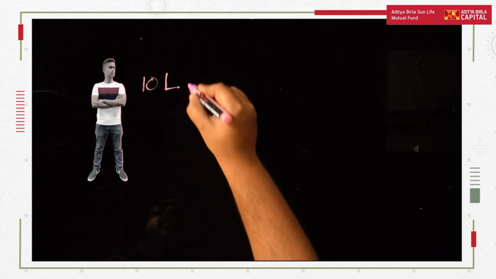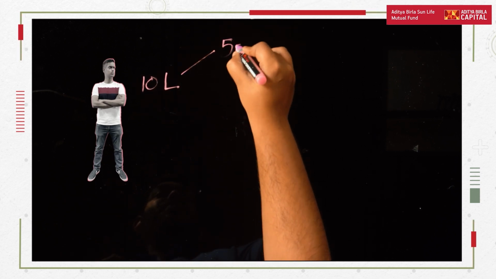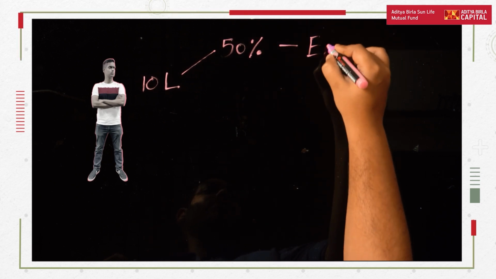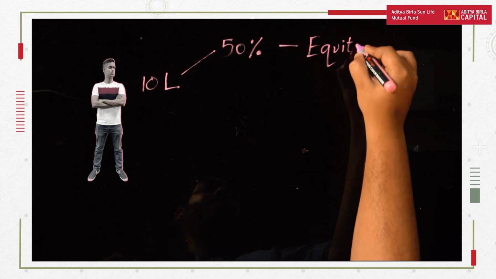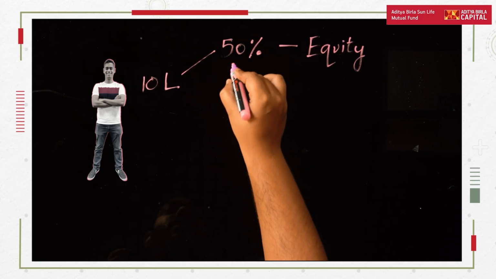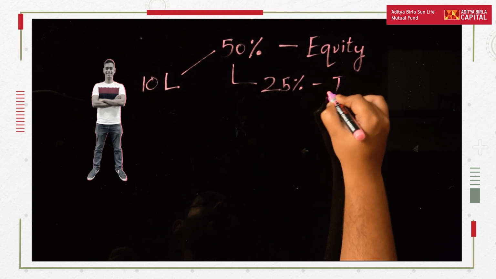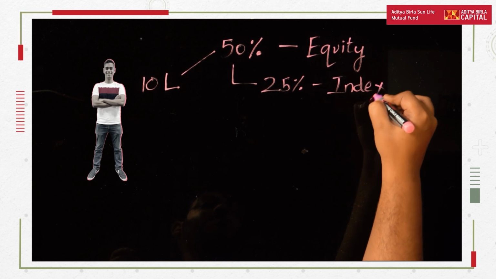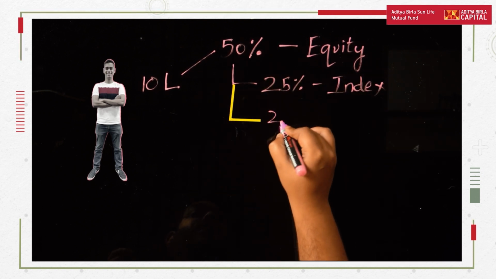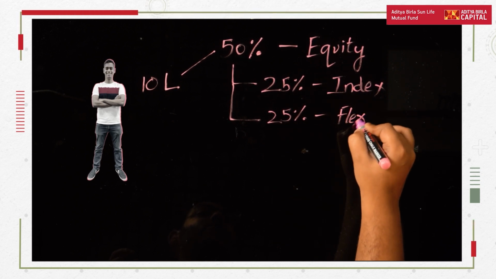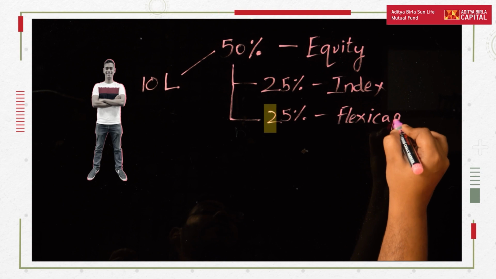Now, because he's young, he wants to put 50% of his investment into equity funds. So I'll write equity here. And this he wants to divide further down. He wants to put 25% of this into an index fund, and he wants to put the remaining 25% into a flexi cap fund, so he gets the added advantage of investing in mid caps and small caps.